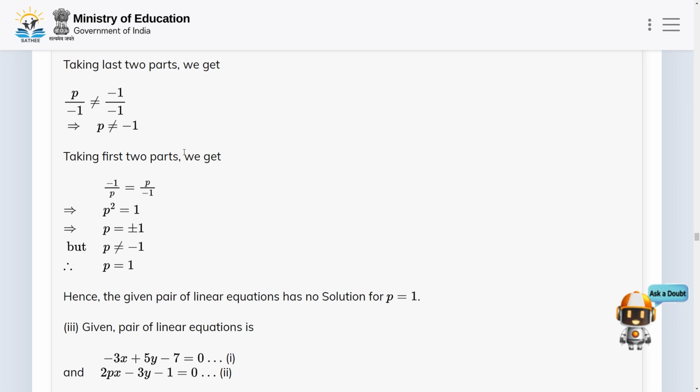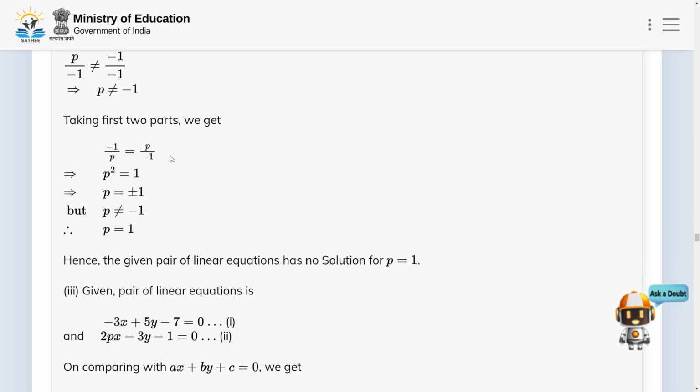And taking the first two parts, we get -1/p = p/-1, and it implies p² = 1, and it implies p = ±1. Okay, but p does not equal -1, so therefore p = 1. Hence, the given pair of linear equations has no solutions for p = 1. So for p = 1, this pair of linear equations has no solution.